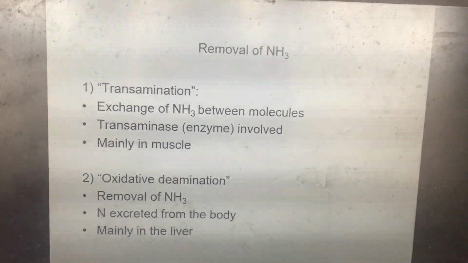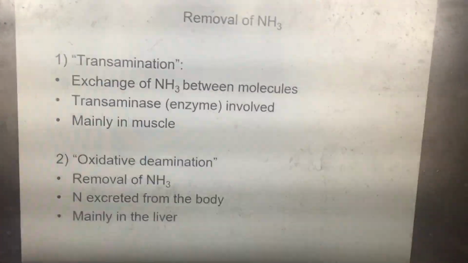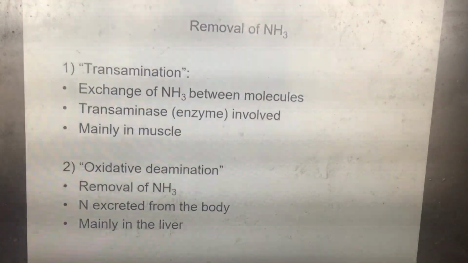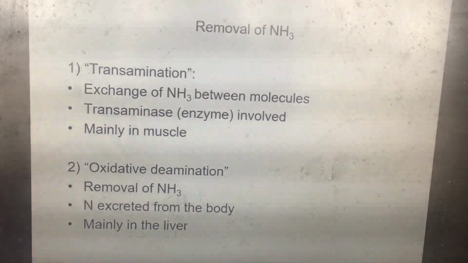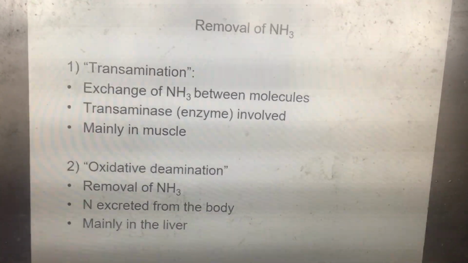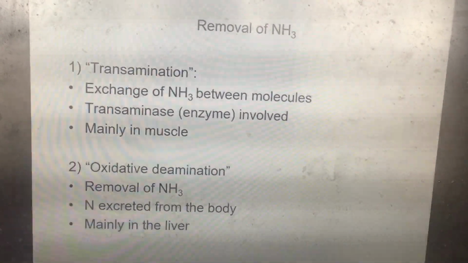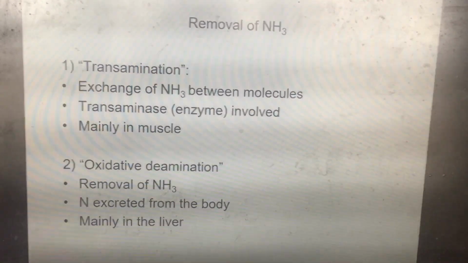So the removal of NH3 is by two mechanisms. One is called transamination. It's the exchange of that amine group between molecules, and that occurs mainly in muscle. And there's also oxidative deamination that occurs in the liver. And when that happens in the liver, the NH3 is excreted from the body. So it'll show up in your urine.